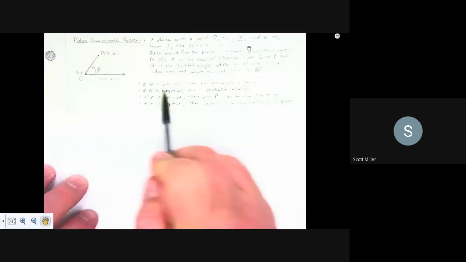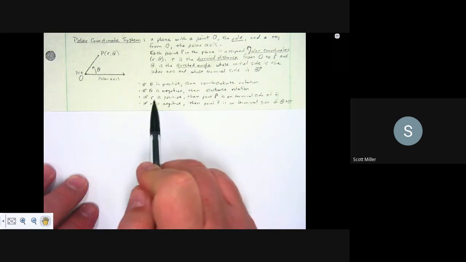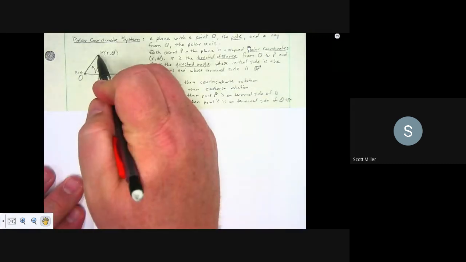And some things to keep in mind. If the angle is positive, we're going to go in a counterclockwise direction. Negative is in a clockwise direction. R, if it's positive, we turn to the angle and we walk forward. We turn to the angle and walk backwards if R is negative. Okay? That's what that's saying.